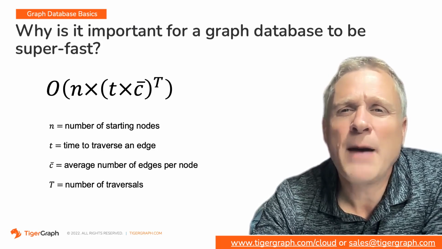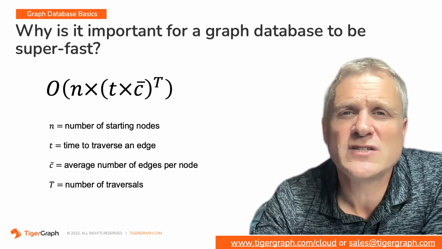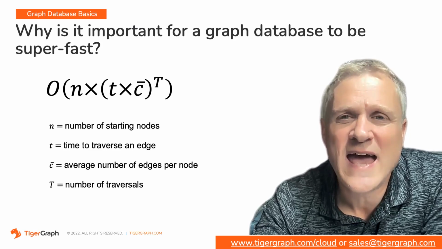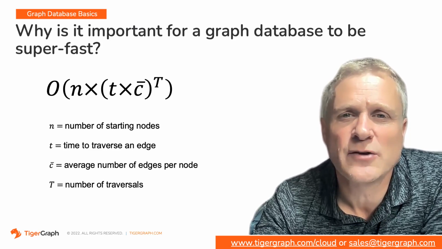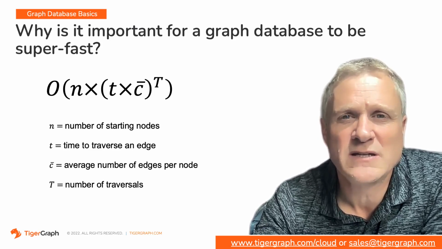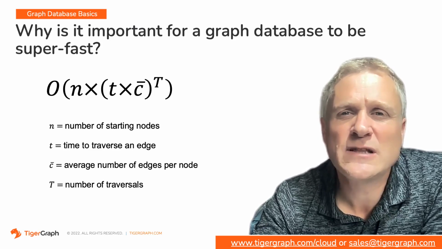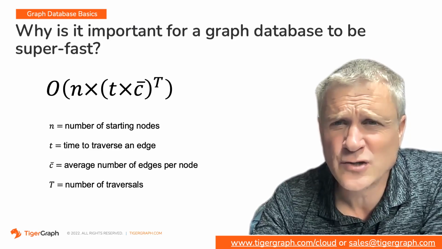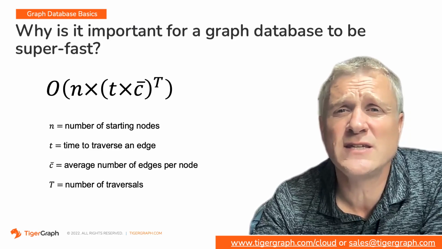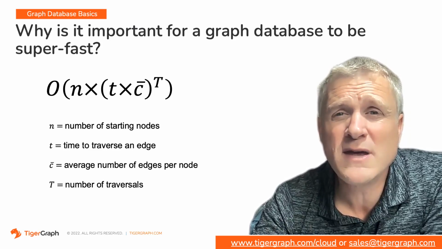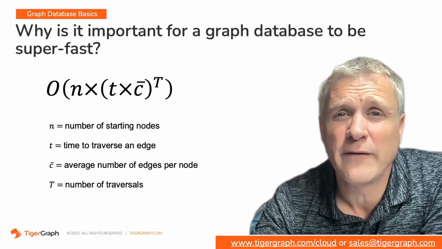But notice capital T, the number of traversals, is the power. Query time increases exponentially as traversals increase. Now that means that the accuracy of the query you're running is very, very sensitive to the underlying speed of the database. If a slow graph database takes twice the time over one traversal, it could take 2 to the 12 or 4,096 times longer over 12 hops. Now that's a lot. A 1-minute query becomes a 3-day query.